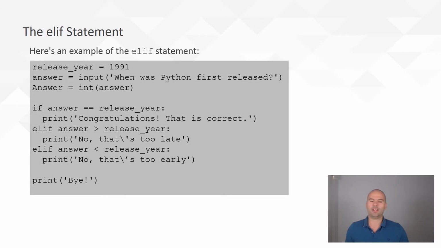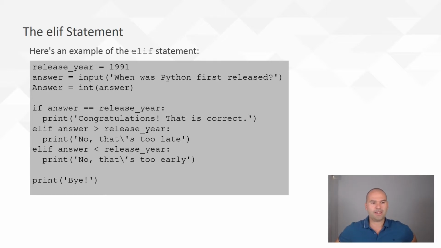The elif introduces multiple possibilities. Here, the release year is an integer. We also save the answer as a string, but we convert it to an integer. And we give feedback based on whether your answer is greater or less than the release year. If you get it right, then great. But if not, provided you've entered an integer and it can convert, it'll say, no, that's too late, if your answer is too big, and if your answer is too small, it'll say, no, that's too early. And again, it will always print bye.